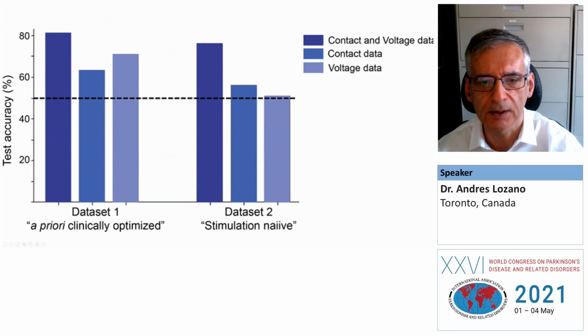And what we found, and I'll just draw your attention to this part of the graph here on the right with the stimulation naive data set, is if we just use the optimal contact, we can predict the best stimulation parameters in about 60% of cases. And once we know the optimal contact, we can use the voltage data to also help predict in about 60% of cases what the best voltage is. And if we combine the best contact and the best voltage, then we can predict the best parameters in approximately 80% of cases.